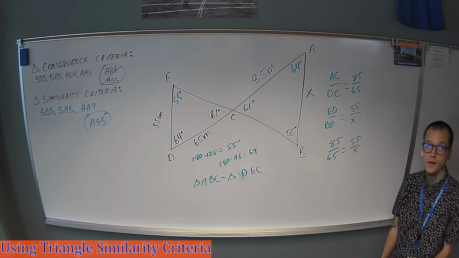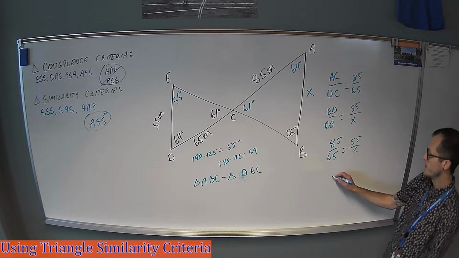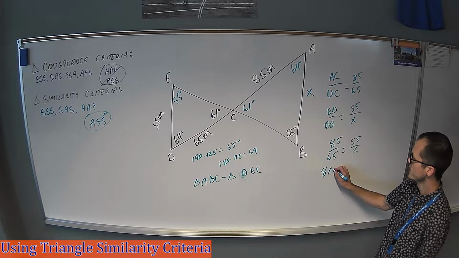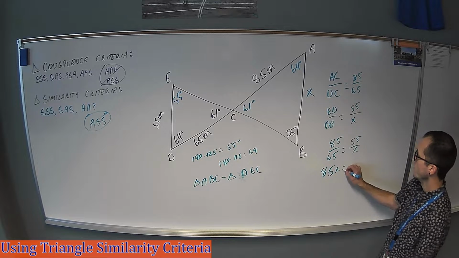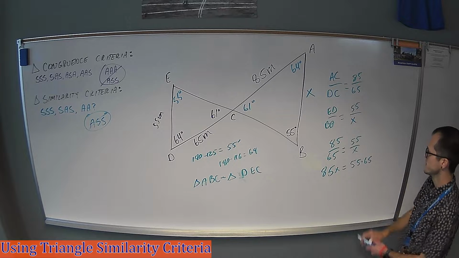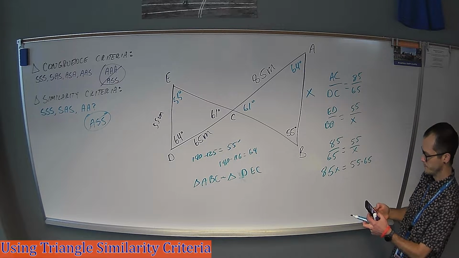All right, this is going to get a little bit gross, but here we go. We're going to multiply both sides by X and then multiply both sides by 65. So on the left-hand side, we're going to have 85X. That's what 5s look like, right? And then over here, we're going to have 55 times 65. I don't know what that is, so I'm getting my calculator out.